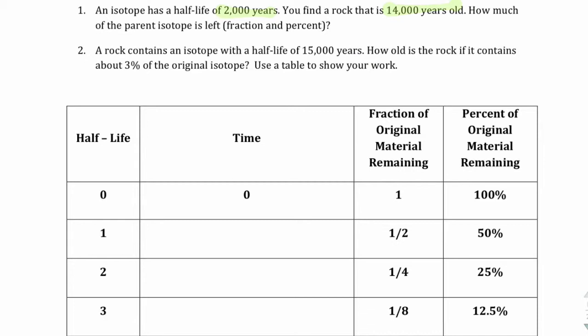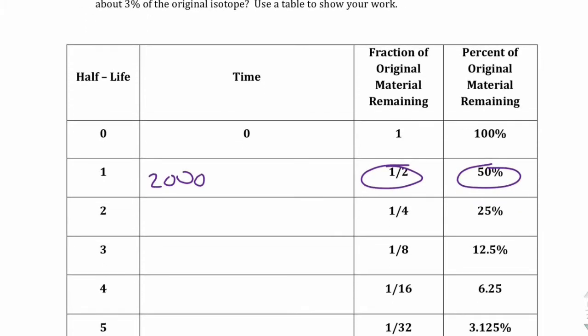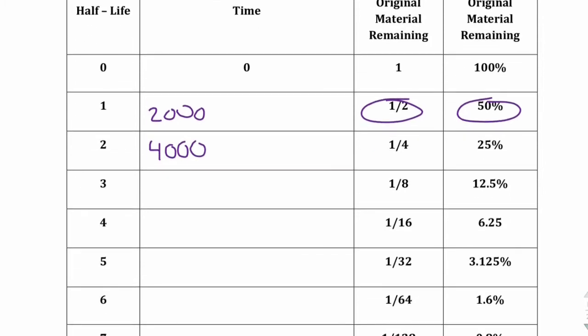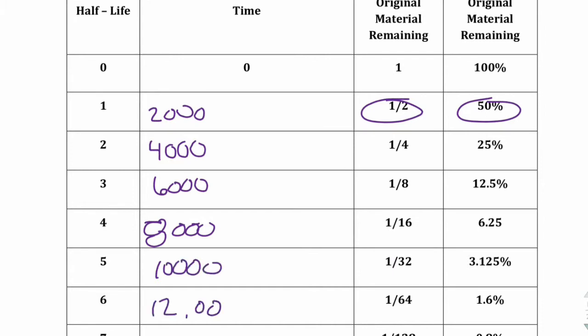I'm going to add 2,000 years, and what that says is after the first half-life, 2,000 years have passed, and I've lost half of my isotope, and I have 50% of it remaining. And I'm going to keep on doing that. After the next half-life, another 2,000 years will have passed, so then it becomes 4,000. After another half-life, it's 6,000. And then another one, that's 8,000. Another one makes 10,000. Another one makes 12,000. Another one makes 14,000. And I'm going to stop right there at 14,000 years.